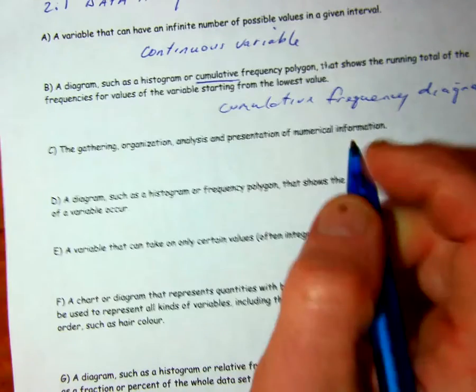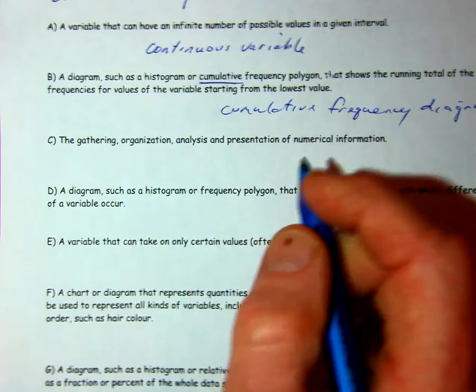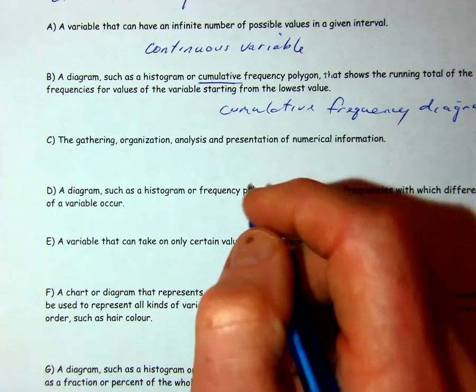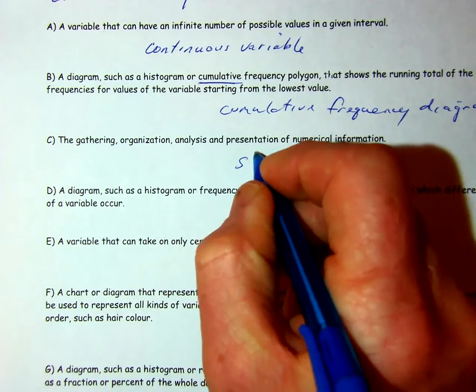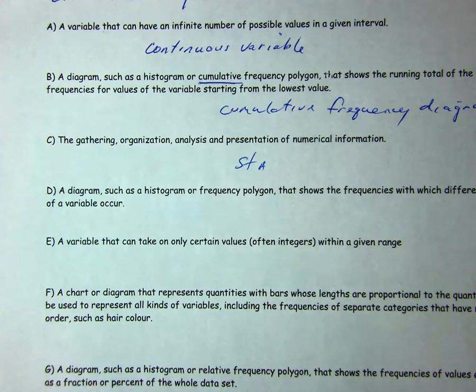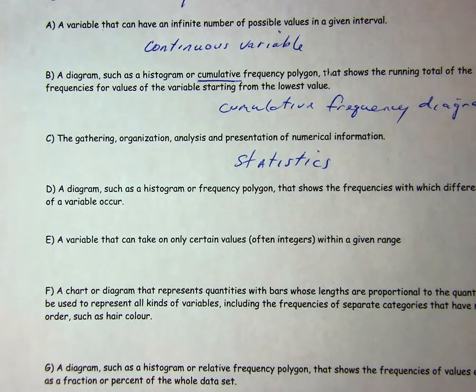The gathering, organization, analysis, and presentation of numerical information. It's what this whole course is about. You could call this course data management, or you could call it a course on... Does anybody want to finish the word? Statistics? Statistics. Yeah. All right.